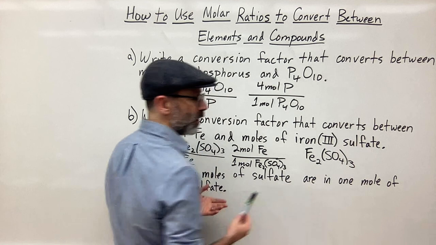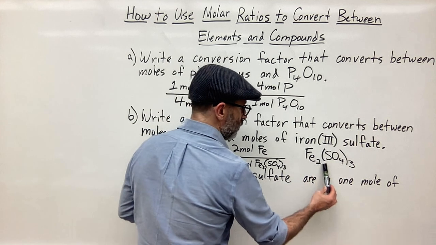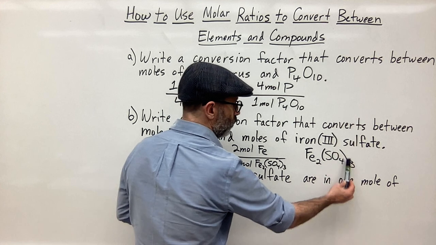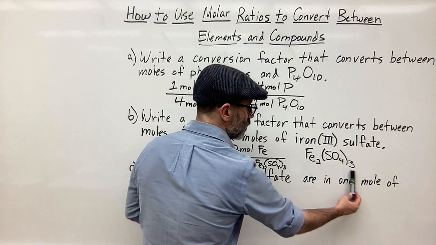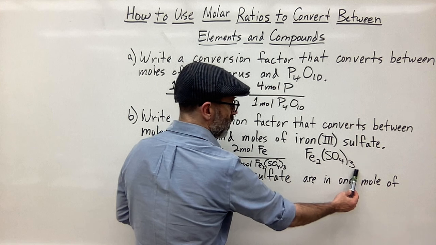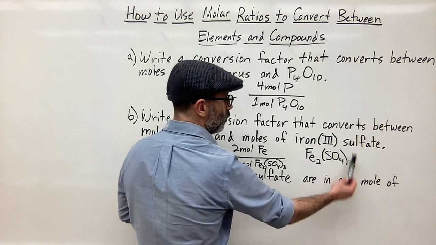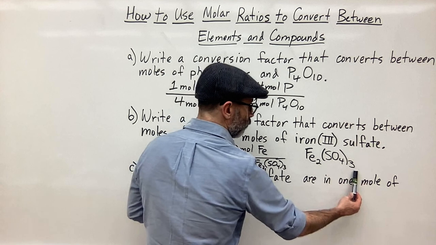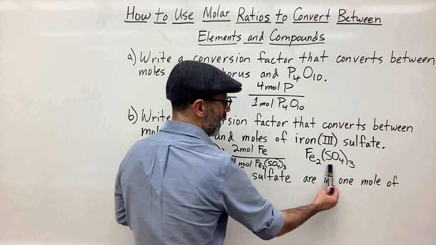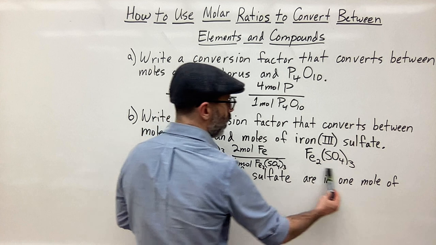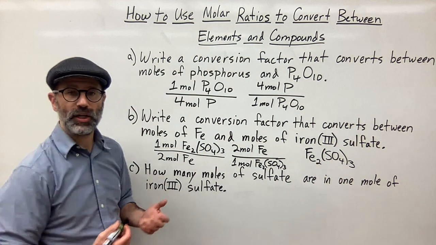So here it's really important to understand the formula. Whenever you have parentheses around your polyatomic ion with a subscript on the outside, that tells us how many of that polyatomic ion we have. So in this case, we have the subscript 3. So that tells us that we have 3 sulfate ions here per 1 formula unit. So it's a 1-to-3 ratio.